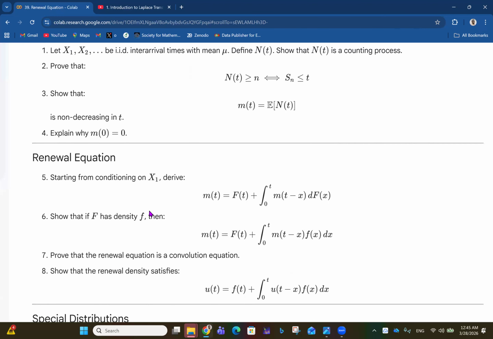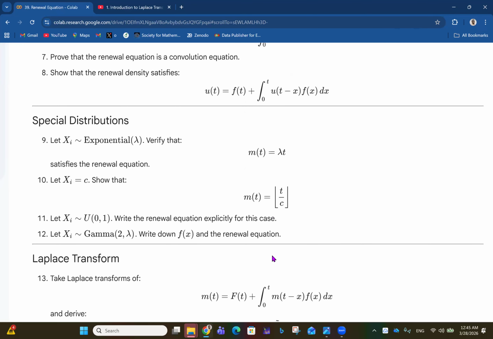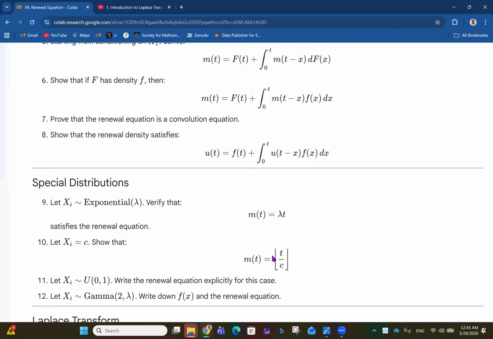All of that. So you have the renewal equation. Starting from conditioning on X1, derive this, then show that if F has density f, then you can get this. Prove that the renewal equation is a convolution equation. So all these proofs, if you're interested in any of this, try them. And if you need help, you can let me know in the comment section, either on Facebook or on YouTube. Then I might be able to make a separate video to address these ones.